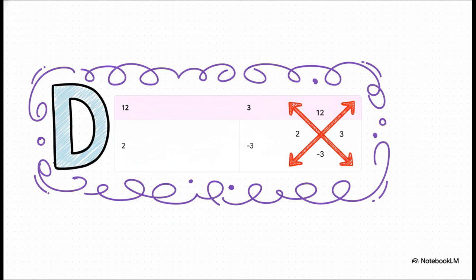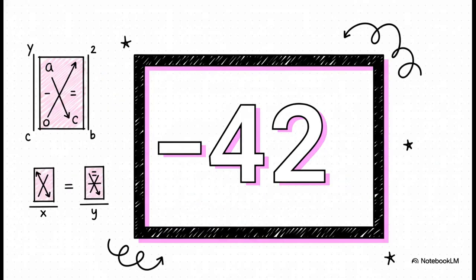Okay, step 1. We need our main determinant, which we'll just call D. To get it, we build a matrix using only the numbers in front of x and y, the coefficients. So for this system, we'll grab the 12, the 3, the 2, and the -3. Now we just do that little diagonal dance again. 12 times -3 minus 2 times 3. That gives us -36 minus 6, which is -42. And there's our main determinant, D. That's going to be the number on the bottom of our fractions.